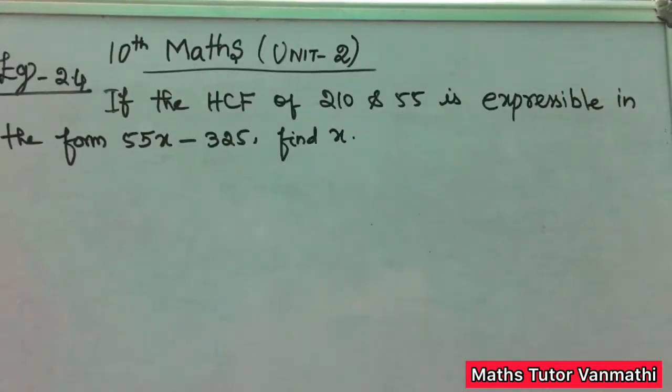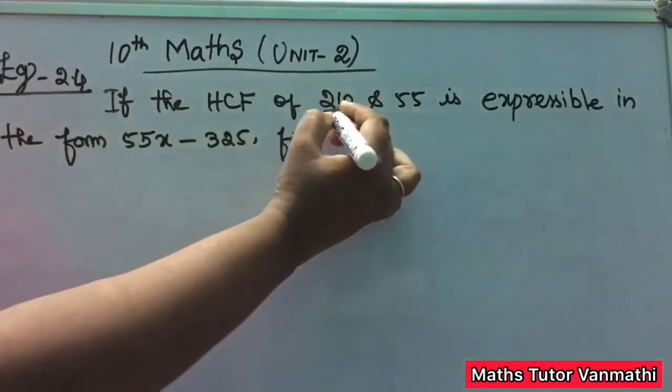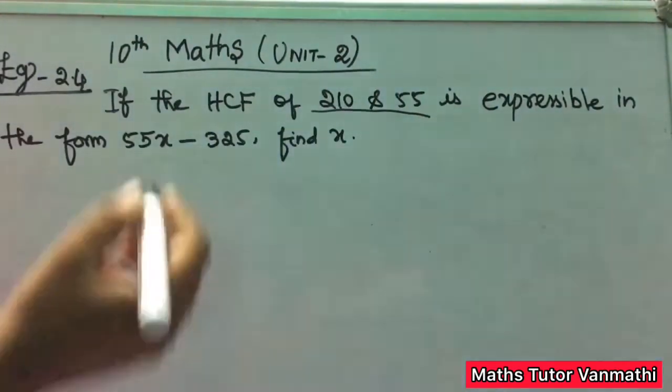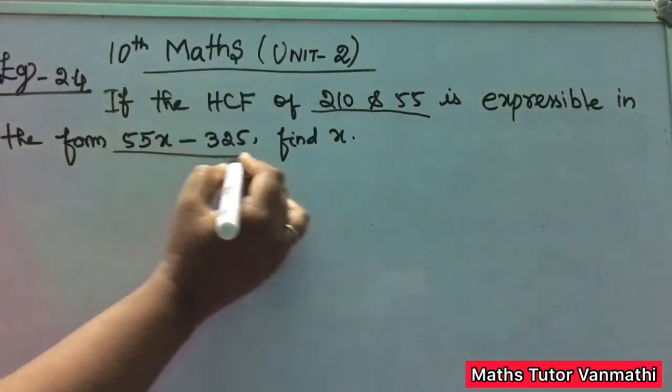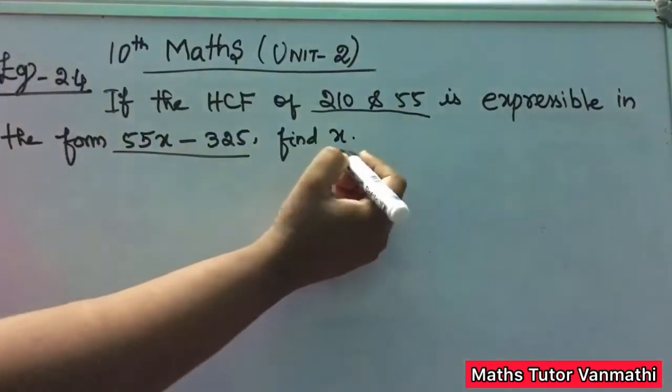Example 2.4. If the HCF of 210 and 55 is expressible in the form 55x minus 325, find x. Okay, we are going to find the HCF for both these values, and we are going to equate that HCF to this expression, and find the x value.